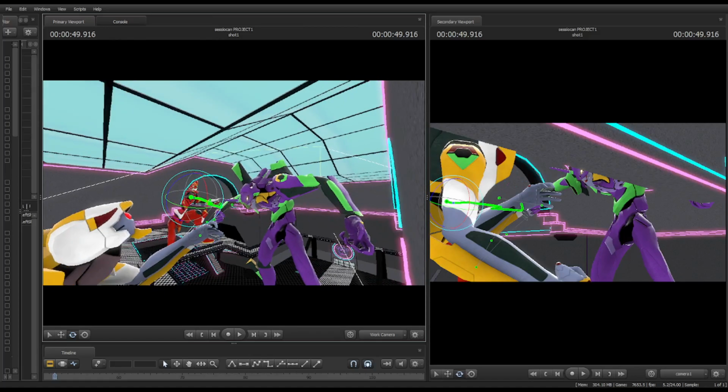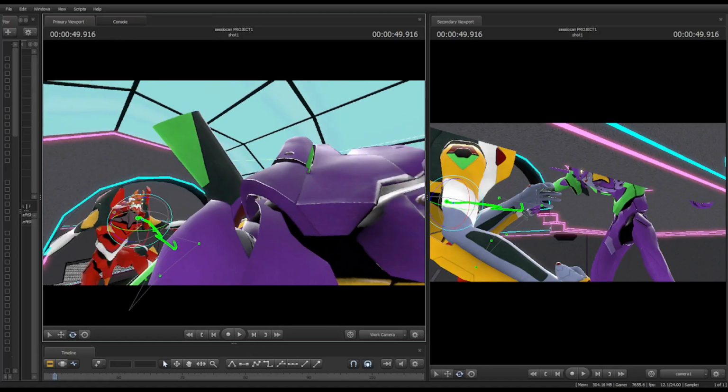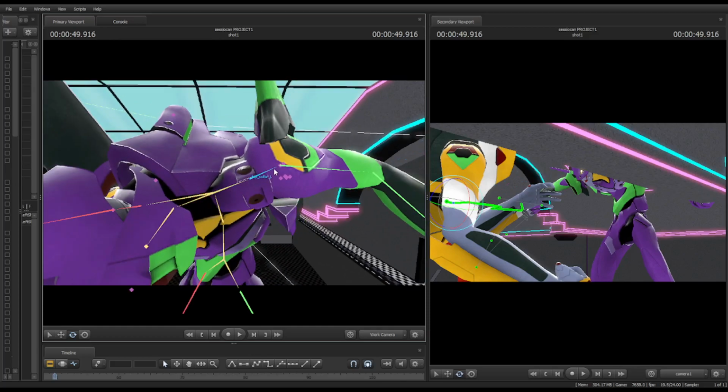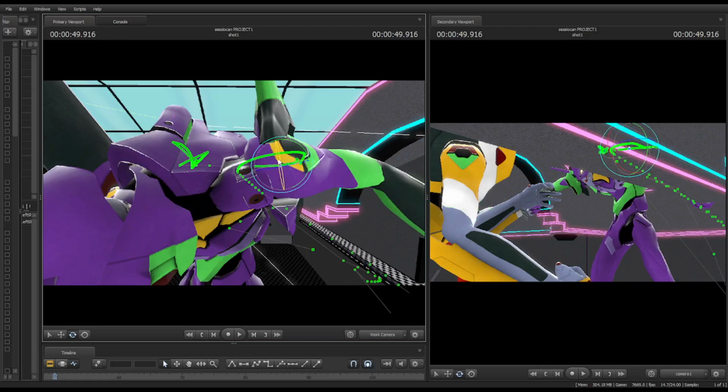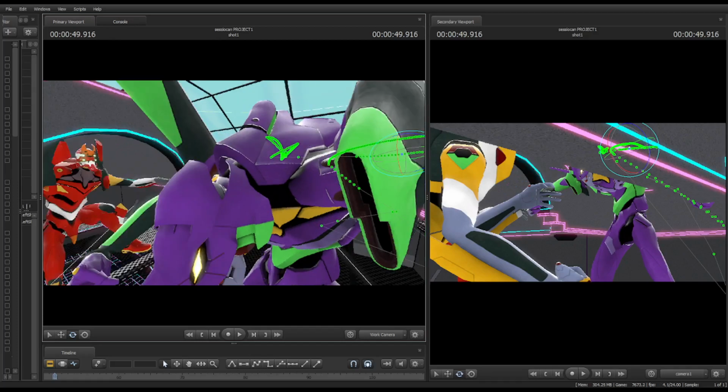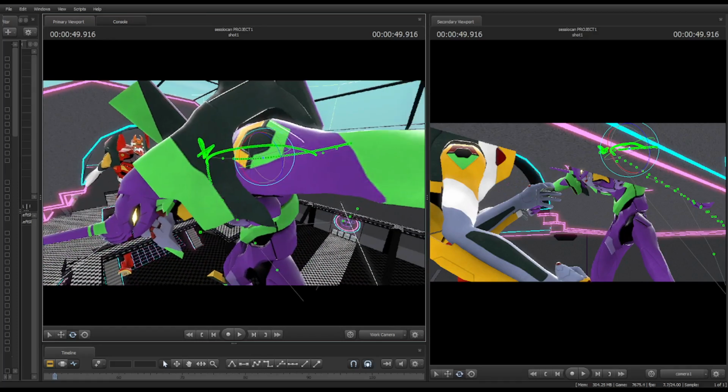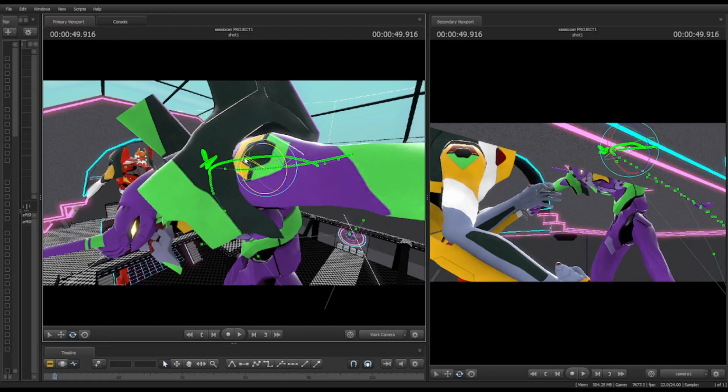And right here, another example on the Unit 1, her shoulder pauldron is also doing this. And what I found a bit odd is the Unit 1 has the cockpit hatch, or the entry plug hatch. Like here, let me adjust this.